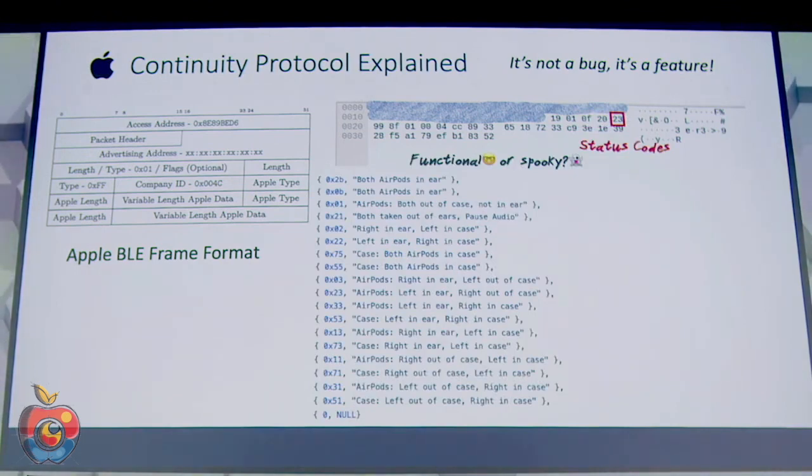So the next byte is status codes, and this is a little weird, and I'm going to demonstrate this. Is it functional or is it spooky? From a functional standpoint, remember, continuous seamless experience. If you take one of your AirPods out of your ears, you want your audio to pause, and that's really, really useful. But at the same time, it's a lot of information.